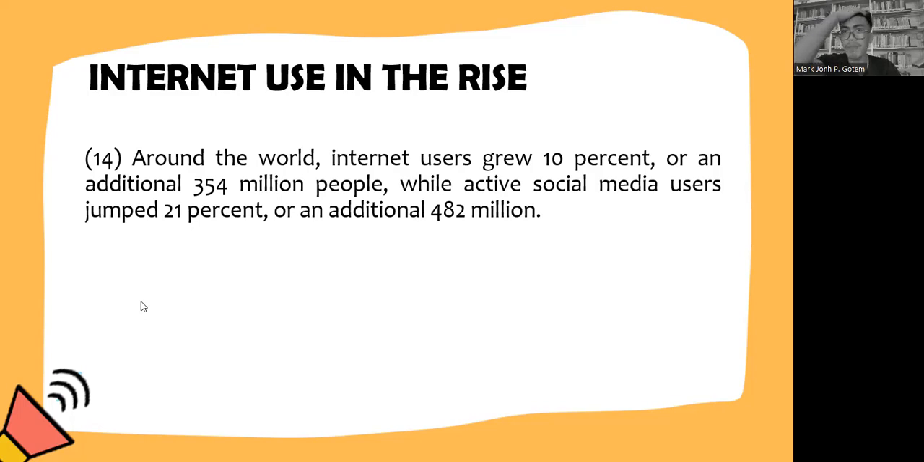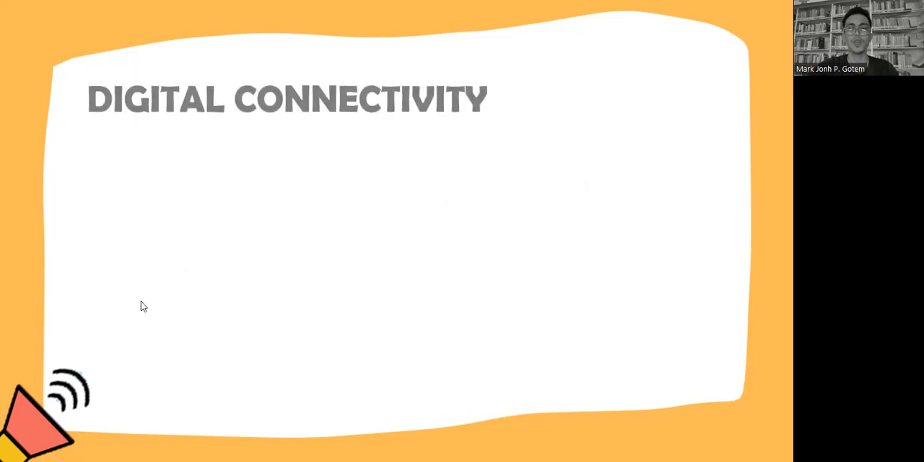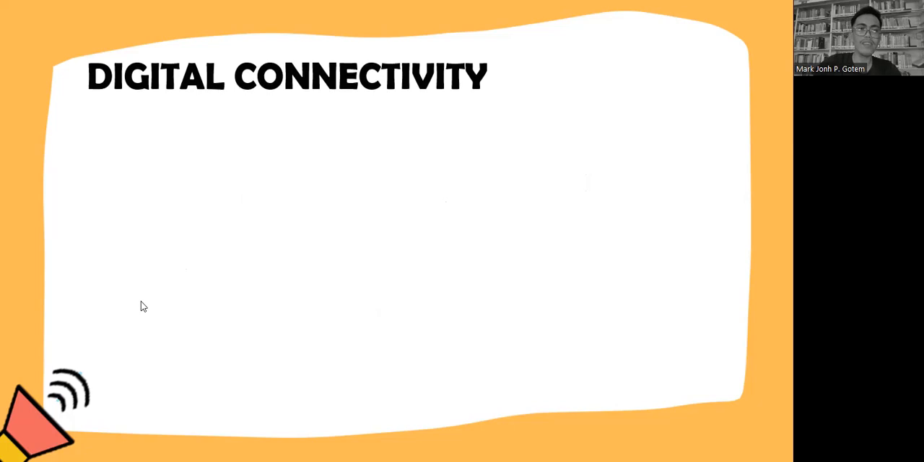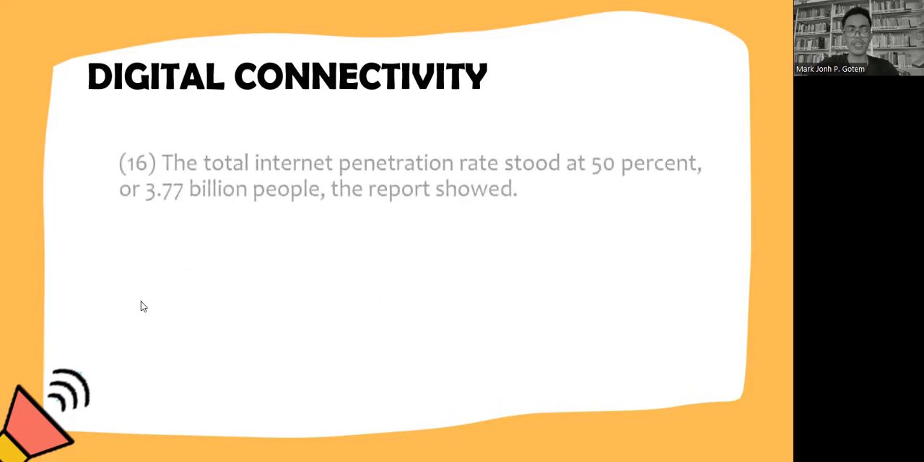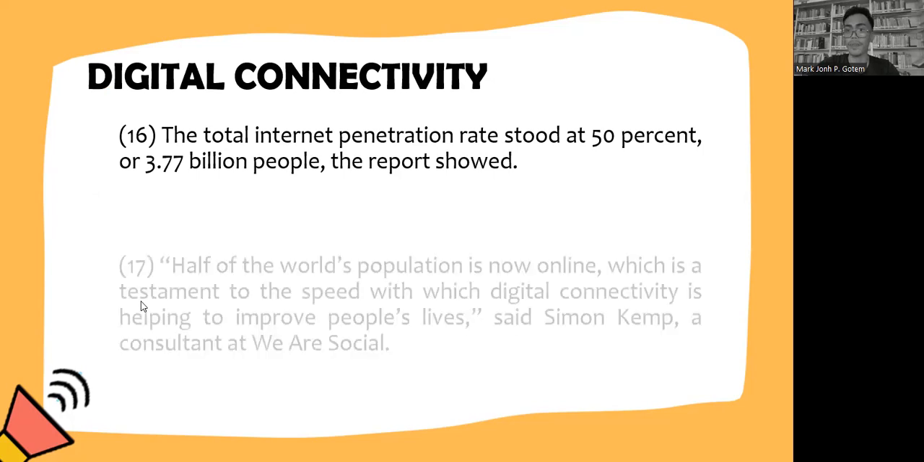482 million. And global active netizens using mobile phones and other devices surged 30%, or another 581 million. And here we have the digital connectivity. The total internet penetration rate stood at 50%, or 3.77 billion people, the report showed.